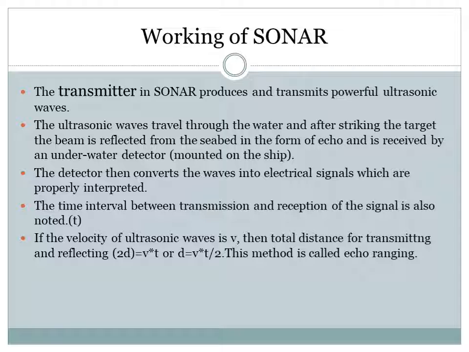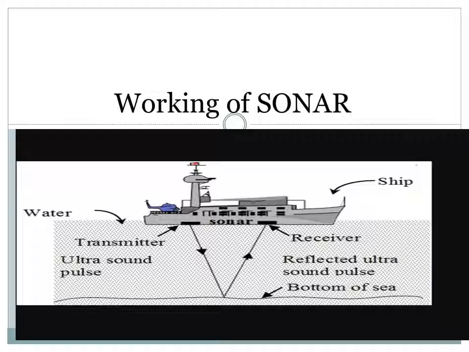If the velocity of the ultrasonic waves is v, then the total distance for transmitting and reflecting the wave is 2d, and it can be calculated by the formula distance is equal to speed into time, or d = v × t / 2. This method is also called echo ranging. This diagram further clears the working of the sonar, where we can easily see that the transmitter produces an ultrasound pulse which then strikes the bottom of the sea and gets reflected back, and it is interpreted by the receiver.